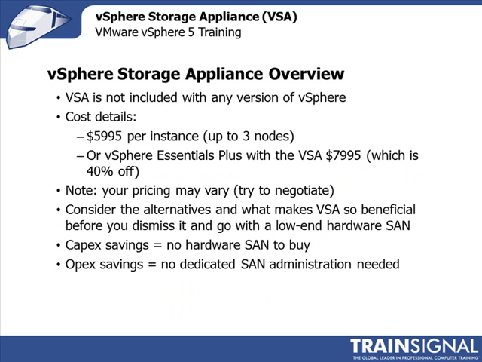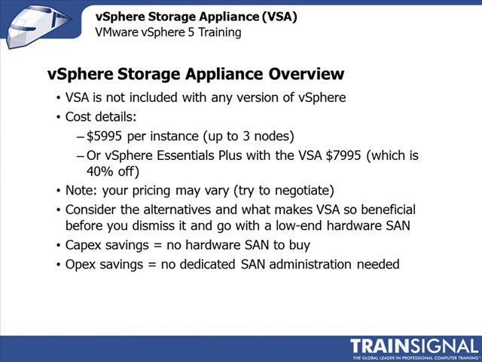Speaking of that price tag, the VSA is not included with any version of vSphere, so it's a completely separate add-on that you purchase. The cost details are $5,995 US per instance, or per VSA, that could span either 2 or 3 nodes. So it's going to take all the local storage across those 2 or 3 nodes and create this virtual storage area network. You can also purchase the VSA by bundling it with vSphere Essentials Plus for $7,995 US, which VMware says gives you a 40% discount for buying that complete package.